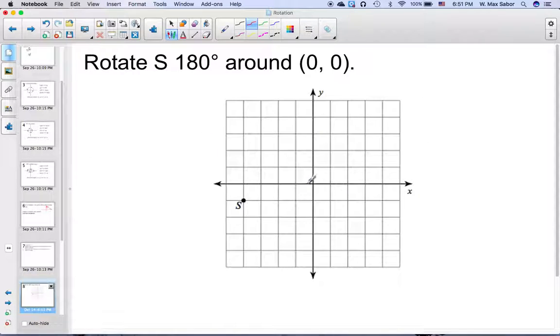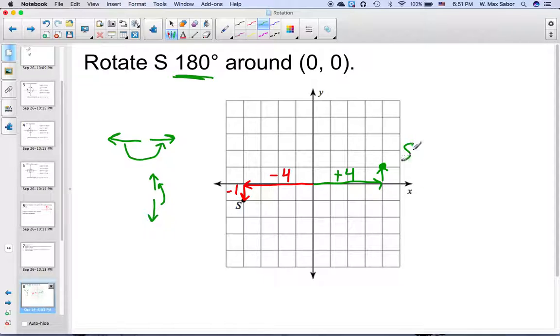So if we're rotating around 0, 0, you can measure that this is 4 left and 1 down. And if you're going 4 left and 1 down, now when we rotate 180 degrees, left, one of the rules was left turns into right. So the left 4 turns into right 4. And down 1, well, for 180 degrees, down turns into up. So we go up 1, and that tells me S prime is 4, 1.